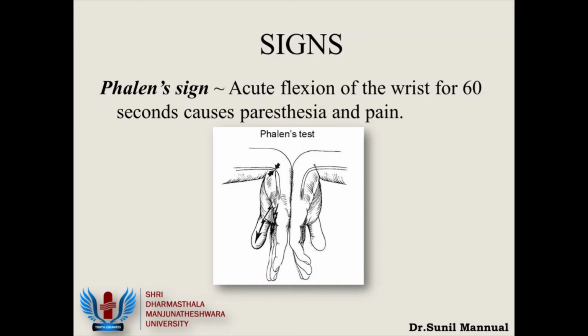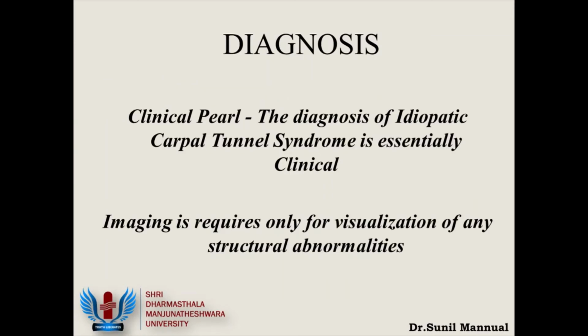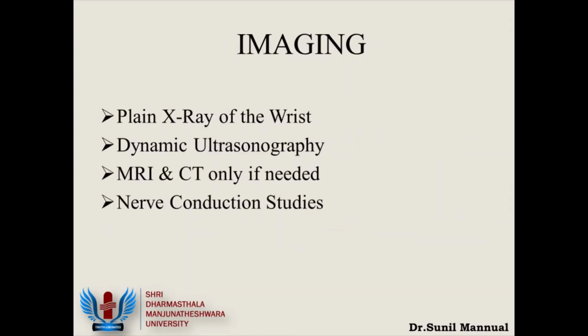Moving to slide number 16, the diagnosis. Before we go for imaging, I just want to emphasize once again that the diagnosis of idiopathic carpal tunnel syndrome is essentially a clinical diagnosis. How is imaging helping us? Imaging helps us only to look for any structural abnormalities that are leading to carpal tunnel syndrome, and if so, we need to take care of those structural abnormalities. Slide number 17 shows the different imaging modalities that we use.